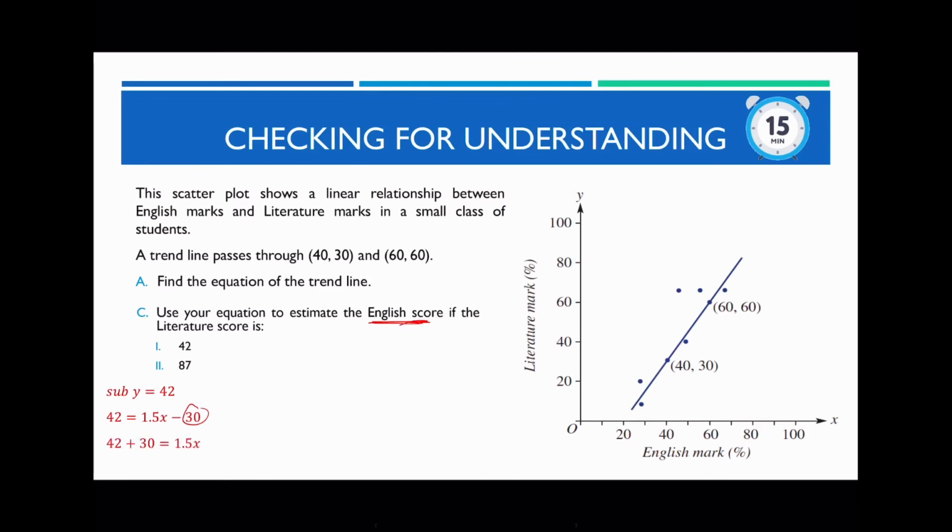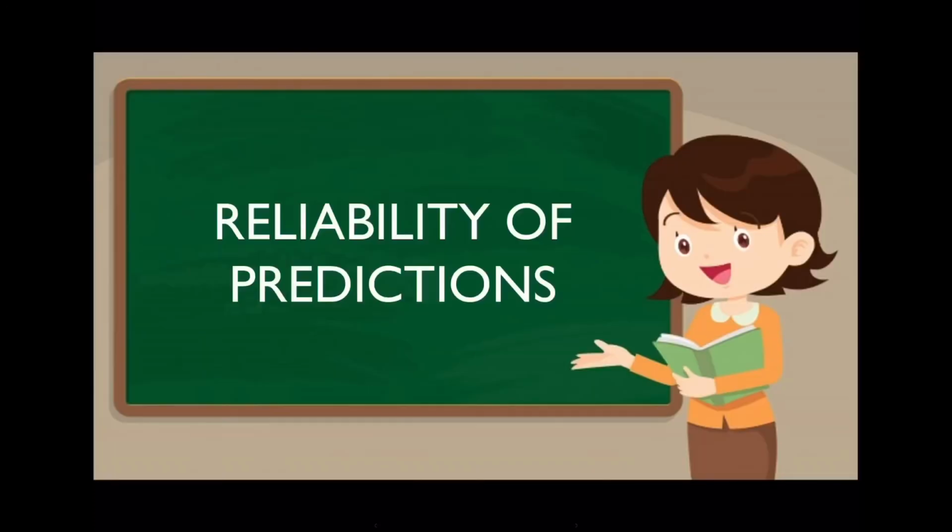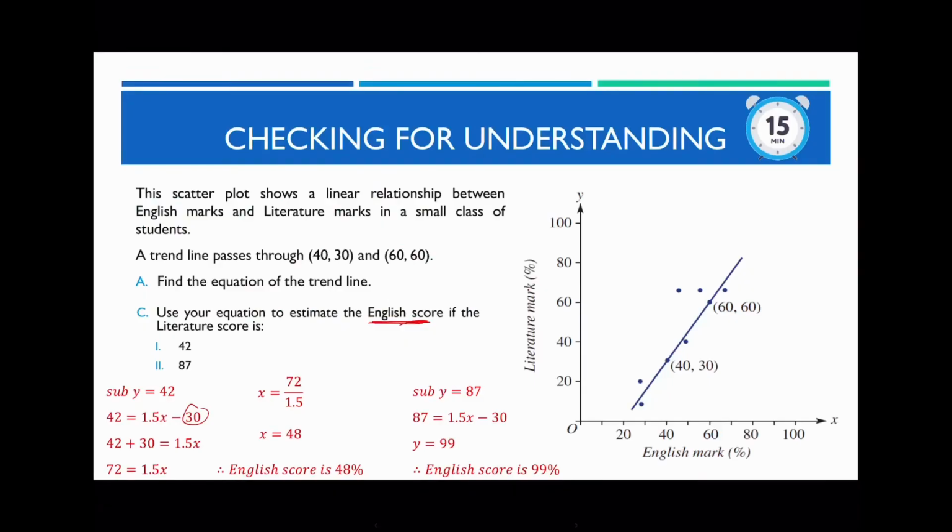If I do this, it simplifies to 72 is equal to 1.5x. I now get rid of the 1.5 by dividing both sides by 1.5, so x is equal to 48. So again, write an English statement: English score is therefore equal to 48%. And for part 2, do the same thing, and if you did it successfully, then you should get a score of 99%.